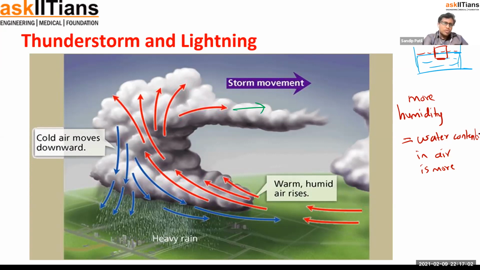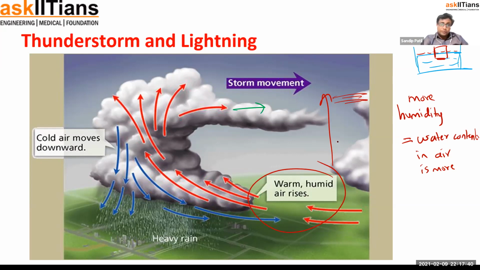And after it goes to a sufficient height, at the top, it becomes heavier than the lighter air. As we go upward, obviously density decreases, right? So at some point the water content or humid air is going to be heavier than the light air at the top. Right? What will happen in that case? Those water particles are going to drop. They freeze, right? They freeze and they are going to drop.